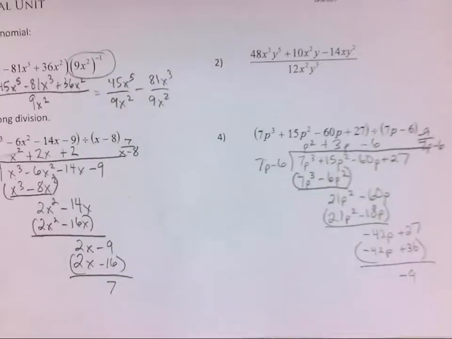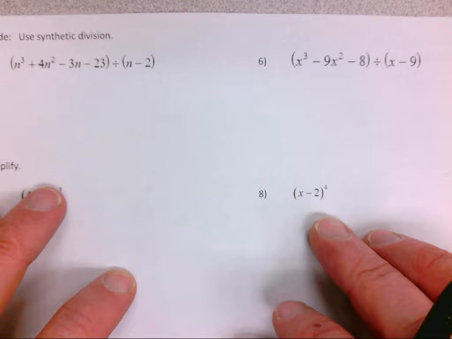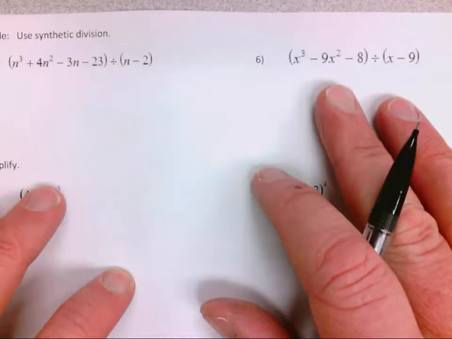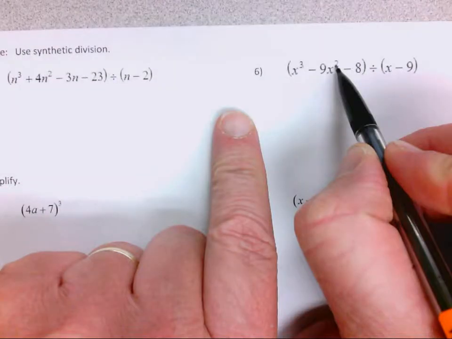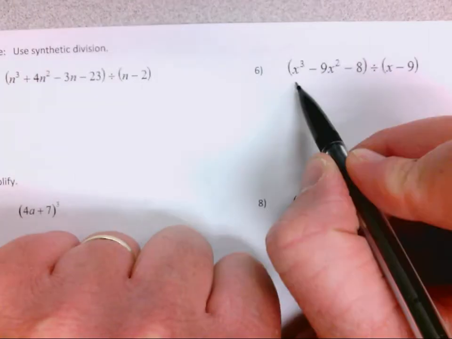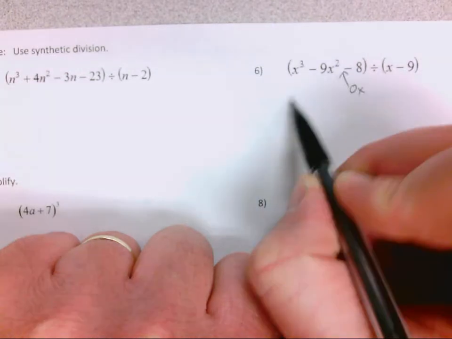Synthetic division. I'm going to do this one over on the right because it's got the missing power. So you could do this long division. Again, you're always checking first, am I missing any decreasing order of power? And I am. I don't have an x term here, so I need to put a 0x in there. So if I'm doing synthetic division, 1, negative 9, 0, negative 8.